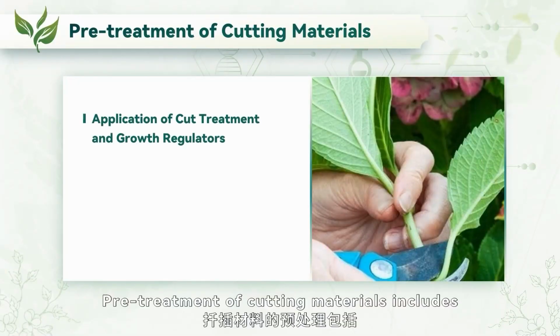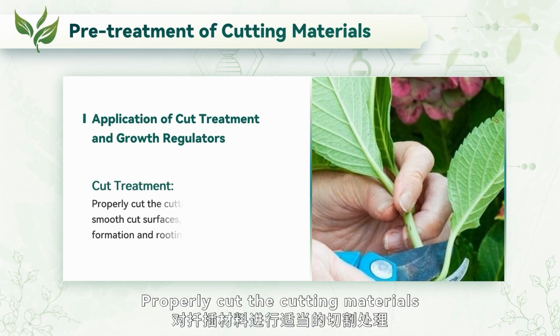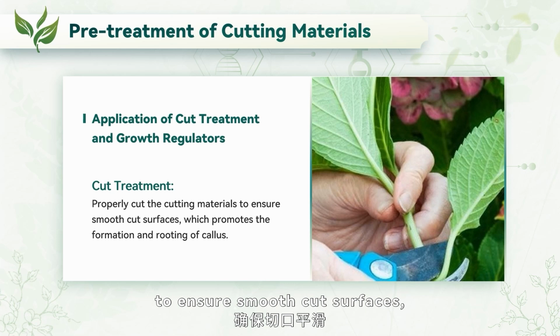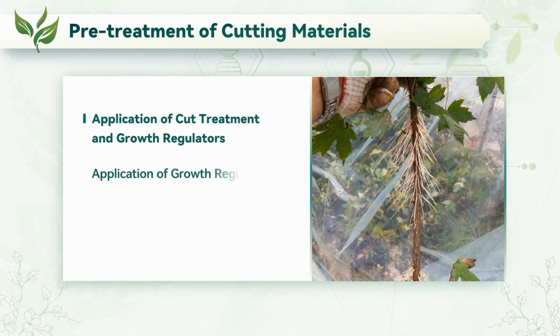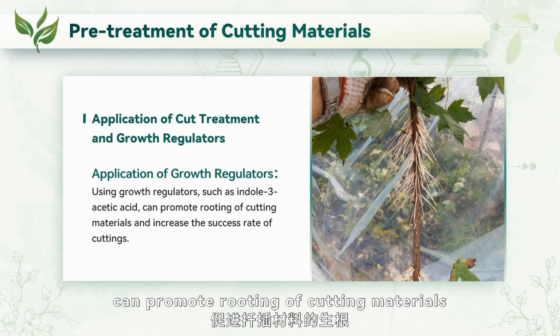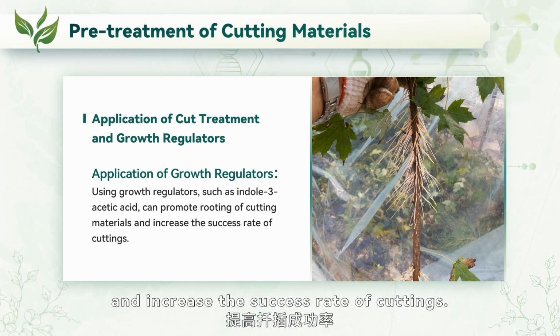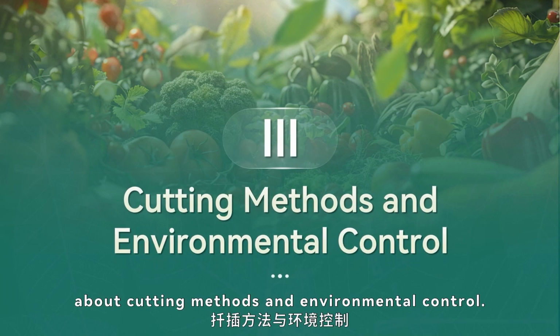Pre-treatment of cutting materials includes the application of cut treatment and growth regulators. Properly cut the cutting materials to ensure smooth cut surfaces, which promotes the formation and rooting of callus. Using growth regulators, such as indole 3 acetic acid, can promote rooting of cutting materials and increase the success rate of cuttings. Now, let's learn about cutting methods and environmental control.